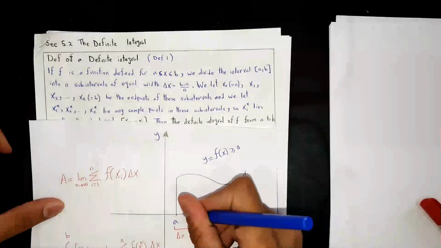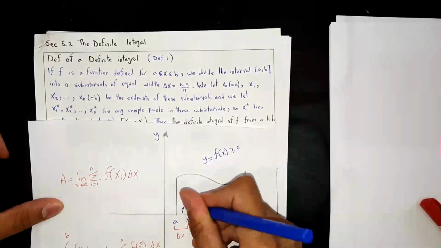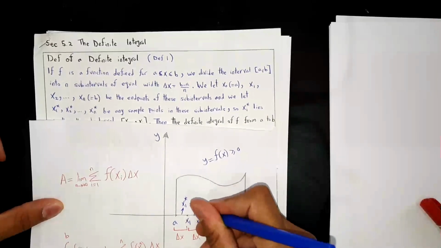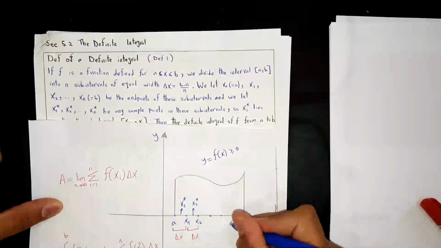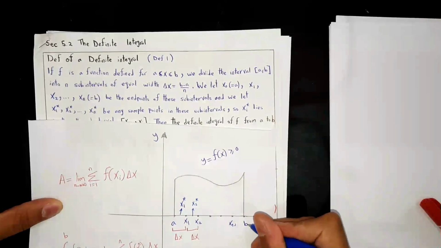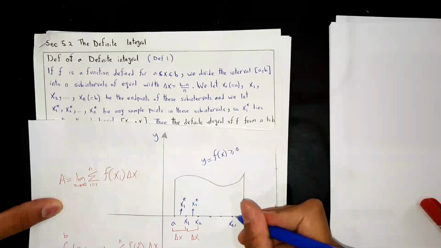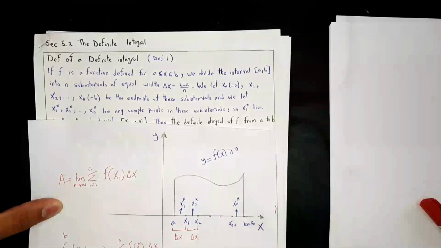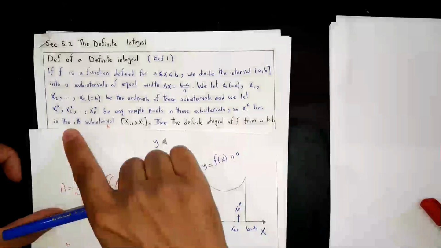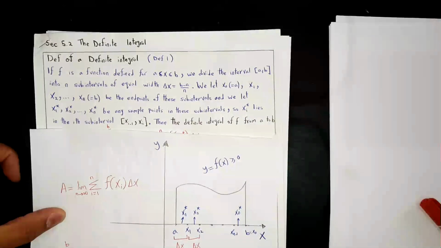And we said this before. This will be our x1 star, and we will pick x2 star from this interval, etc. This is xn minus 1, and this is xn, and we will choose xn star from this last interval. So xi star lies in the i-th subinterval, as I said.